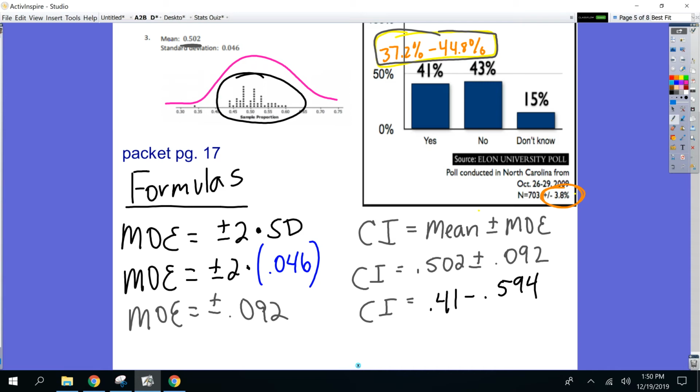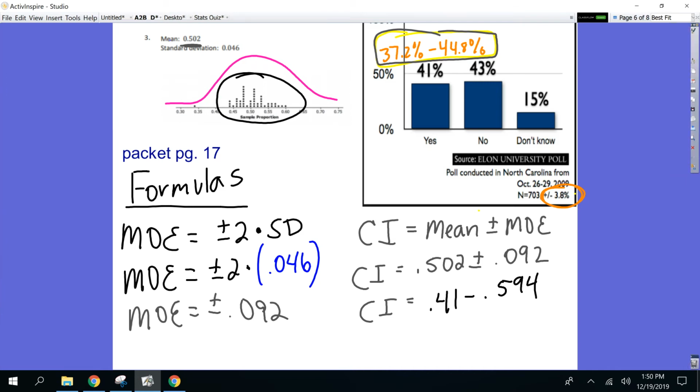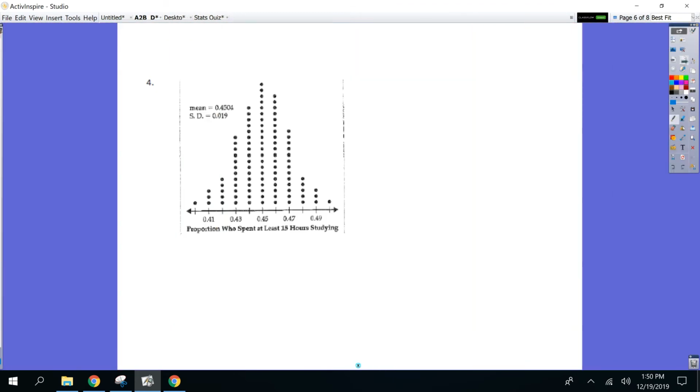One more. Speaking of bell curve, how about the look of that bad boy? That looks familiar, huh? So I guess this represents the proportion of people who spend at least 15 hours of studying. I don't know if it's weekly or monthly or yearly.